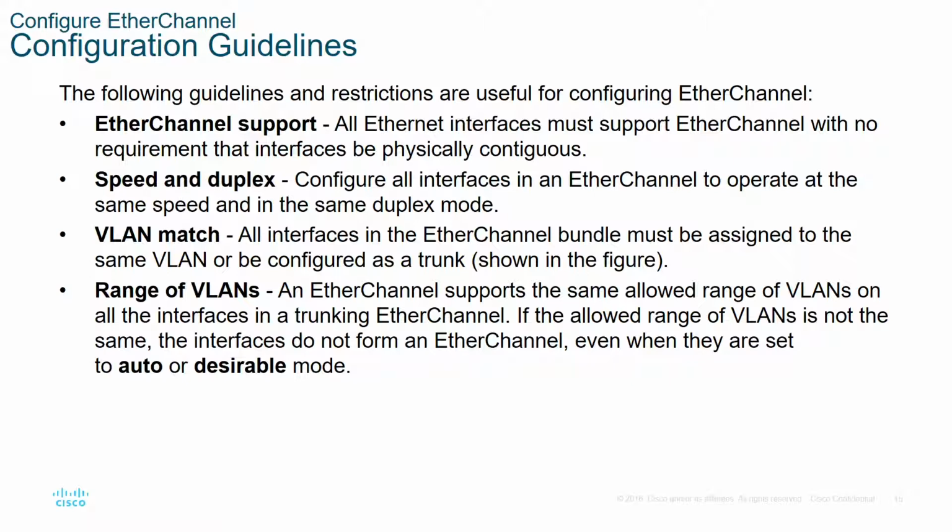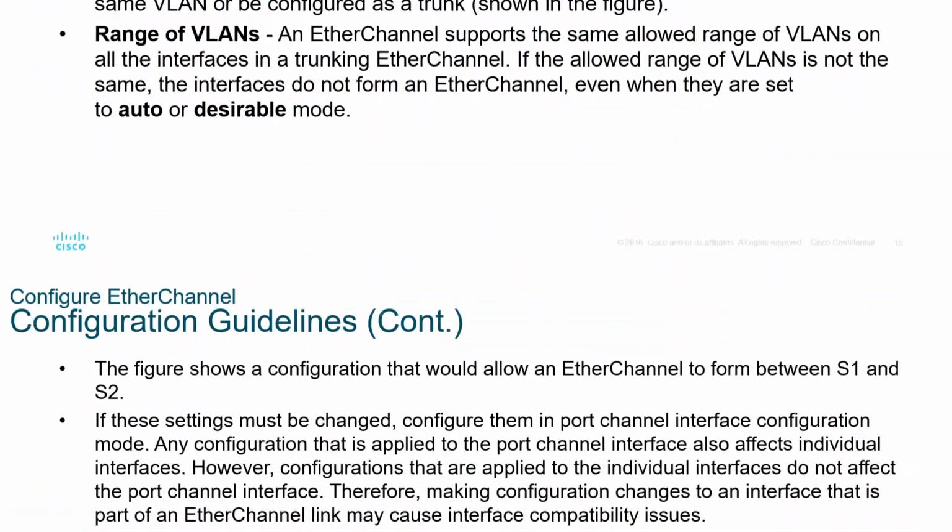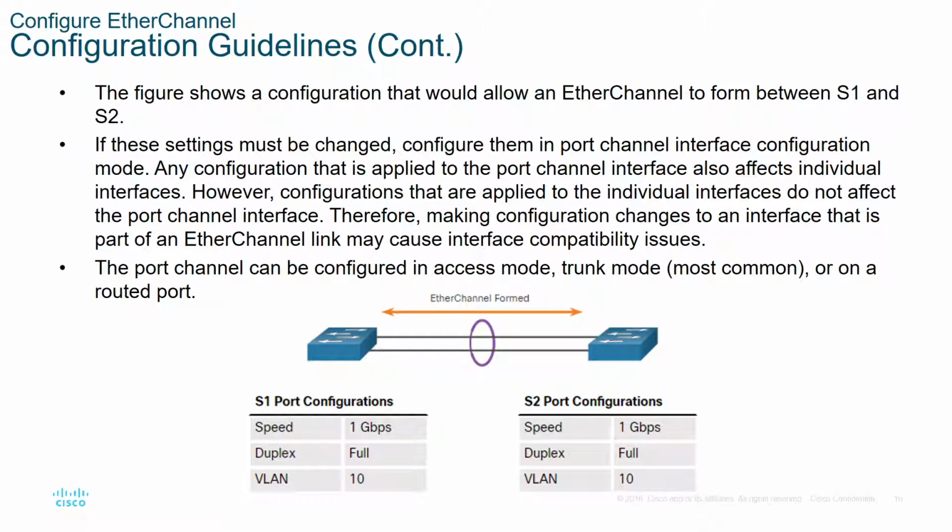Range of VLANs. An EtherChannel supports the same allowed range of VLANs on all interfaces in the trunking EtherChannel. If the allowed range of VLANs is not the same, the interfaces do not form an EtherChannel, even when they are set to auto or desirable mode. The figure below shows a configuration that would allow an EtherChannel to form between S1 and S2.